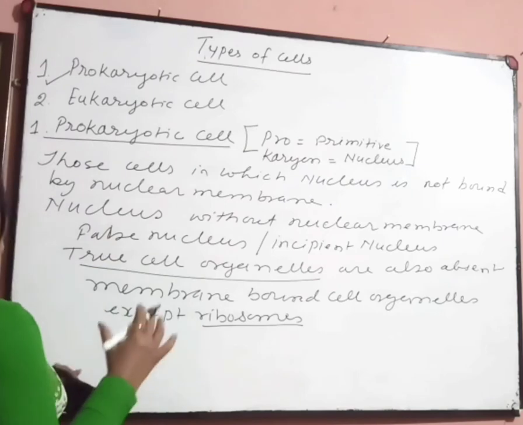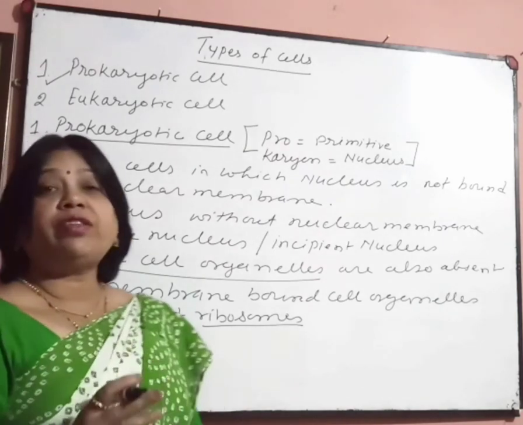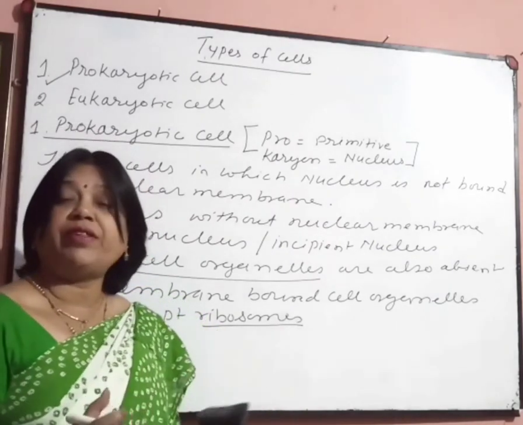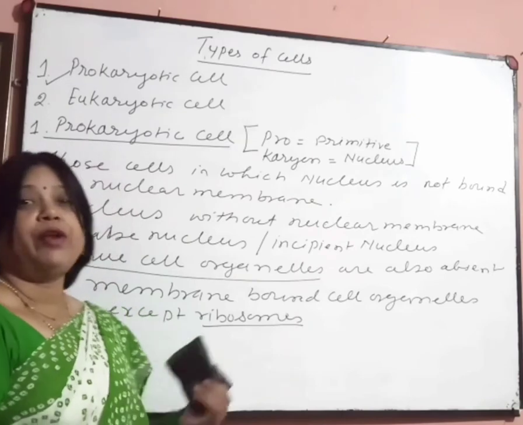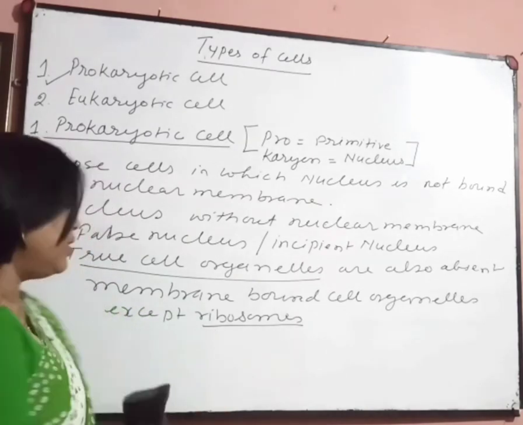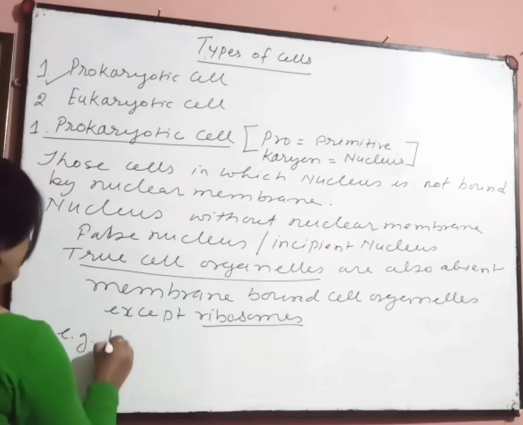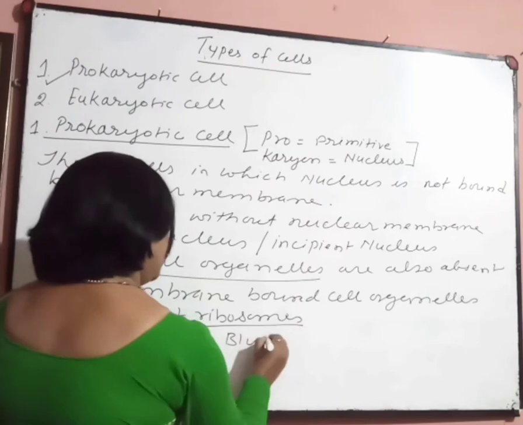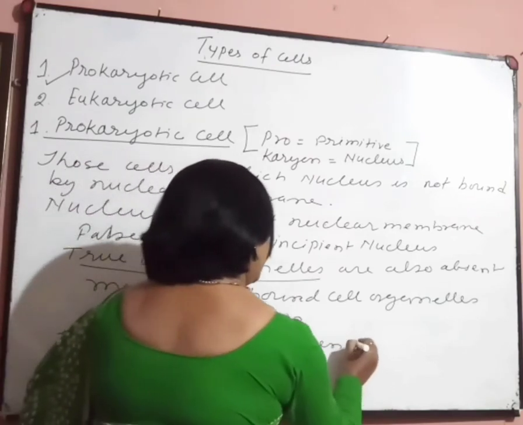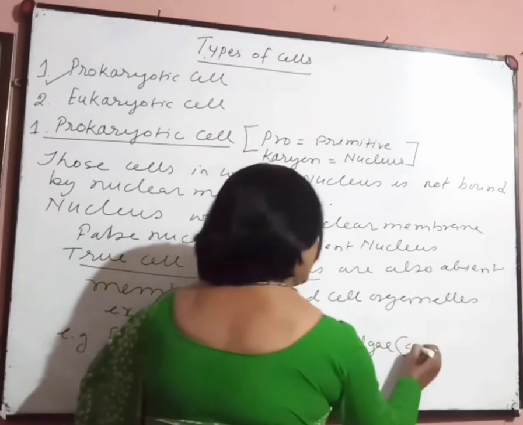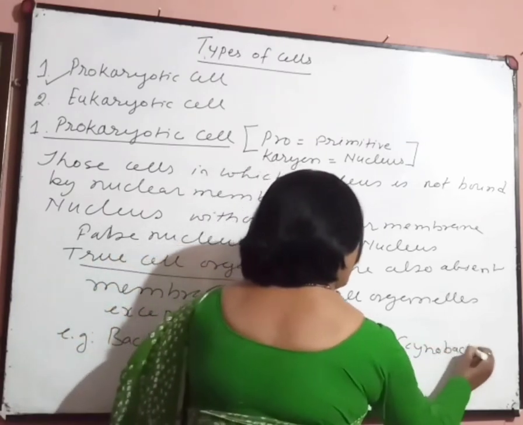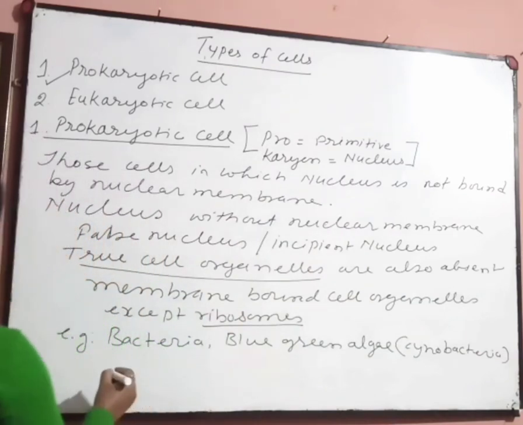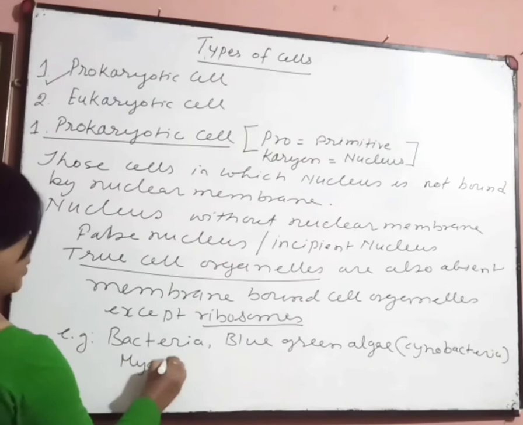So in this way, we can say the prokaryotic cell is one in which the well-defined nucleus is absent or nucleus is present without nuclear membrane and true cell organelles are absent, such as bacteria, blue-green algae, or you can say the cyanobacteria, mycoplasma.